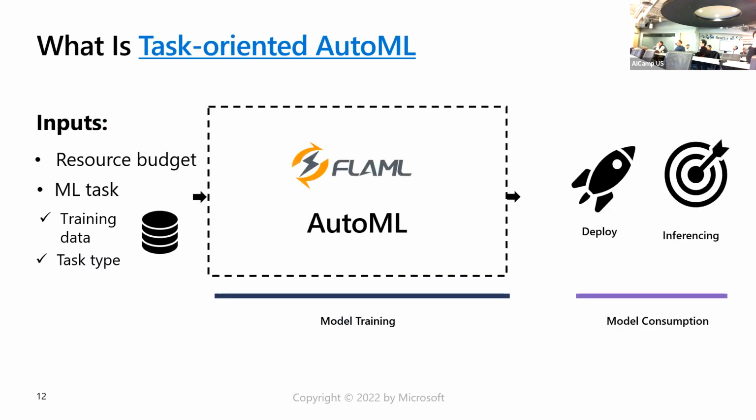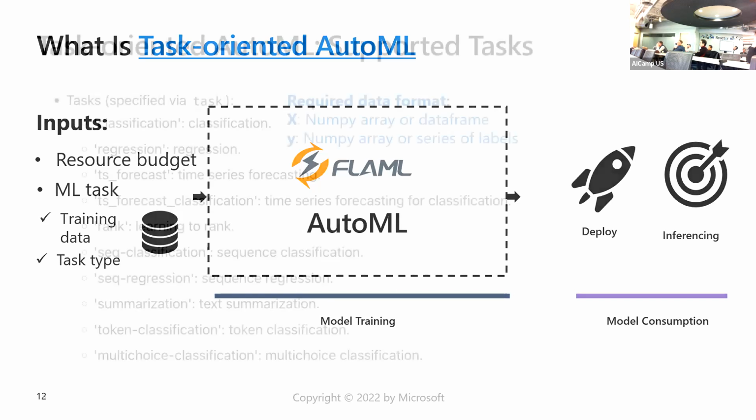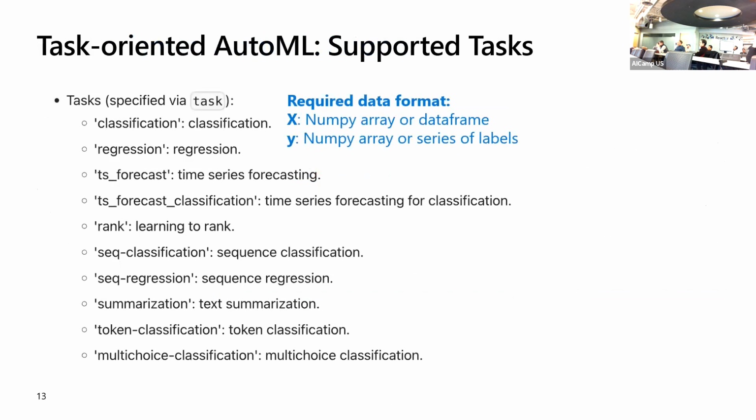In task-oriented AutoML, given a machine learning task and a particular resource budget, the goal is to find a model with the best performance within the provided resource budget without much manual effort. Here, a task is a machine learning task, including the training data and the task type, for example, regression, classification, etc. Classification and regression are the most common task types for tabular data. The data can be either a NumPy array or a pandas data frame.